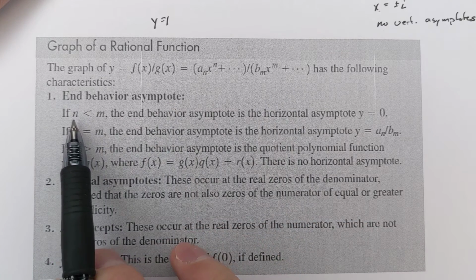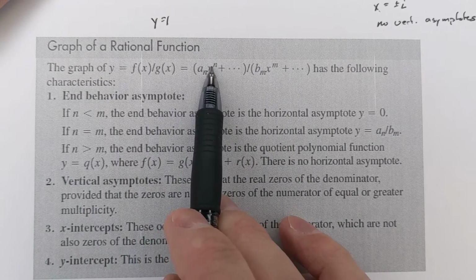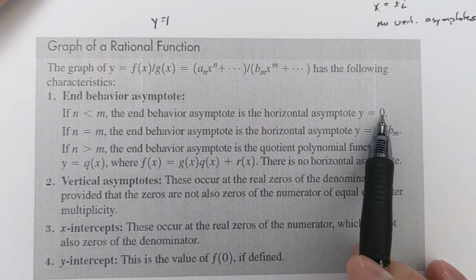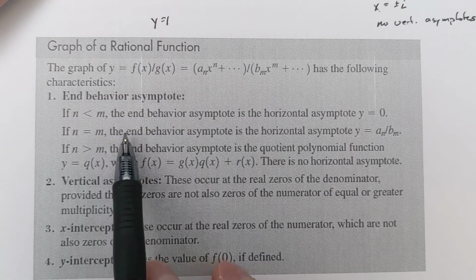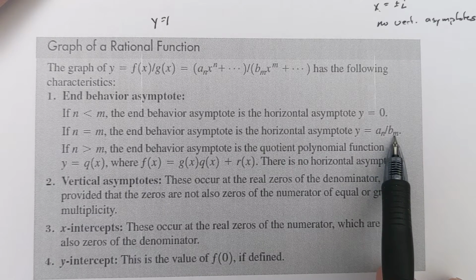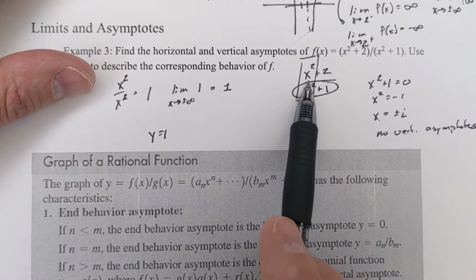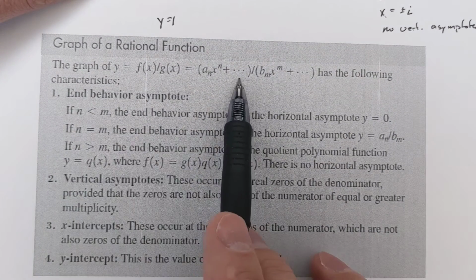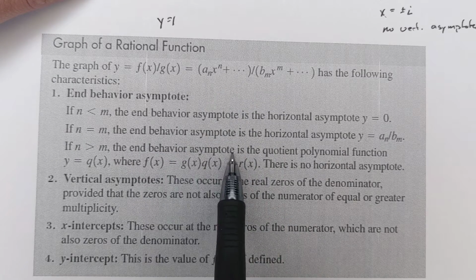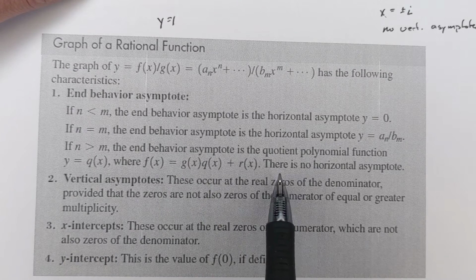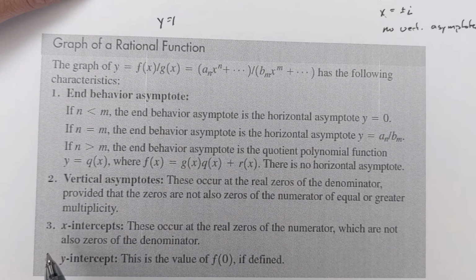The end behavior. So if n is less than m, meaning the degree of the numerator is less than the degree of the denominator, the end behavior is 0. If they're equal to each other, the end behavior is the horizontal asymptote, lead coefficient on top divided by lead coefficient on bottom. So in this case, they're both 2, so it's 1 over 1 or just 1. If n is more than m, so numerator larger than denominator, the end behavior is the quotient polynomial function q of x, where you actually have to work the division out. So there is no horizontal asymptote if the numerator has the larger degree.